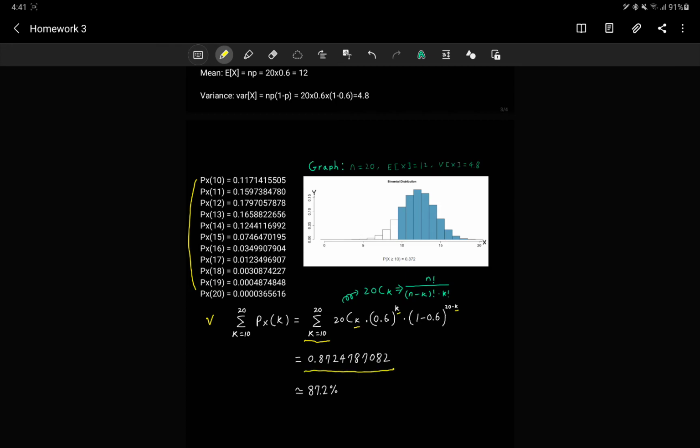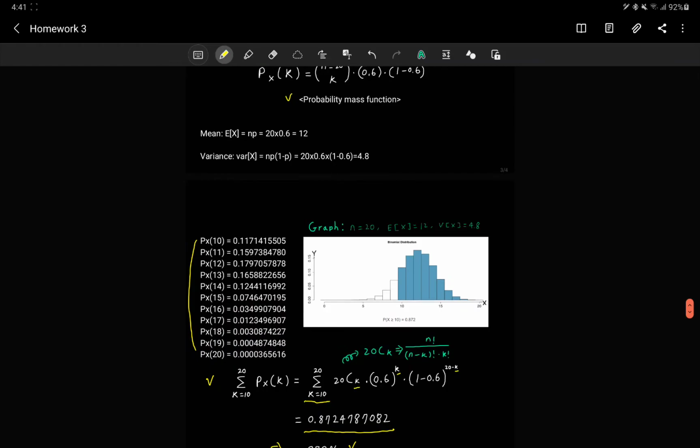If you multiply by 100% to convert to percent, you can get our approximate value of 87.2%. Therefore, the probability that more than 10 communication lines are being used is 87.2%. To check whether this value is correct, I calculated the mean and the variance.